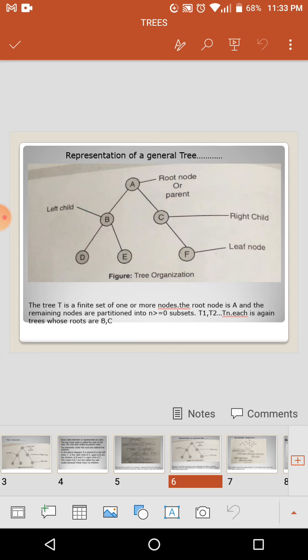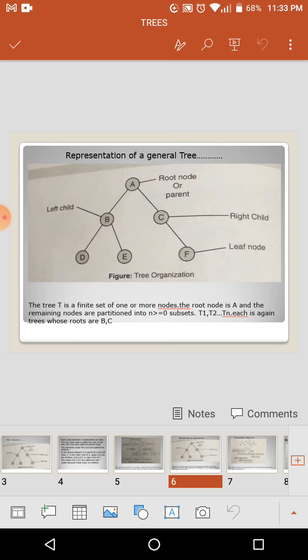Here is a simple tree organization I have given you. Every tree is a finite set of one or more nodes. Here A is a node, B is a node, C is a node. Just like that, a finite tree T, capital T, is divided into one or more nodes.